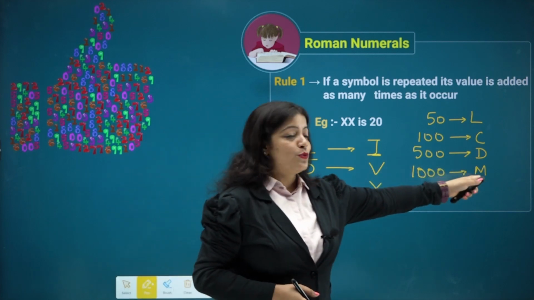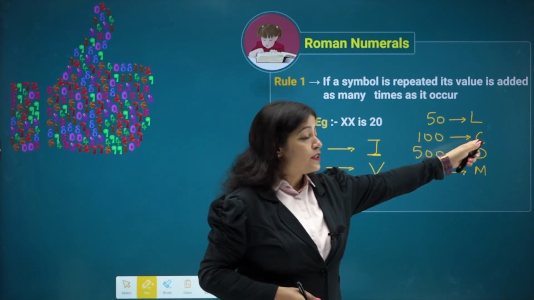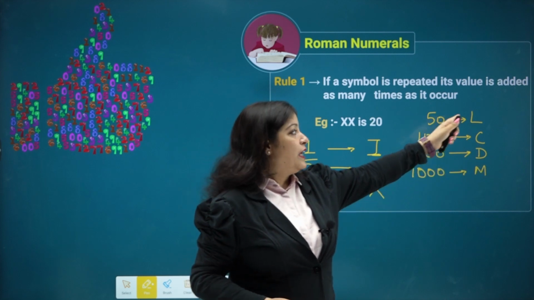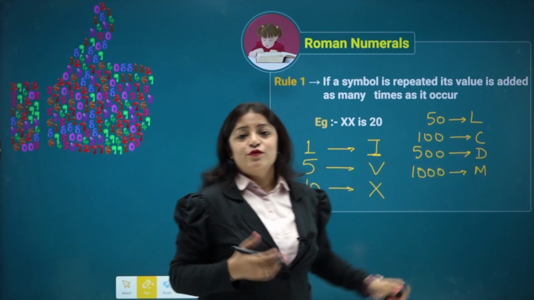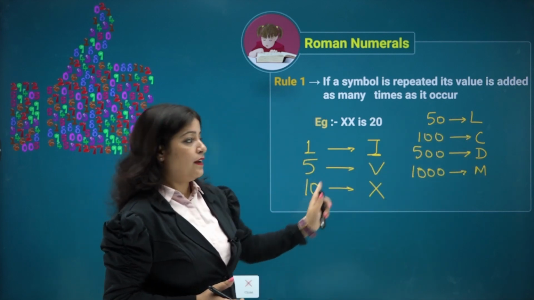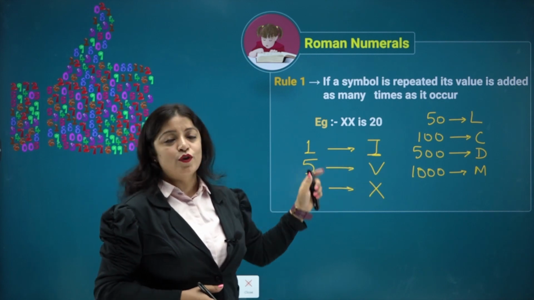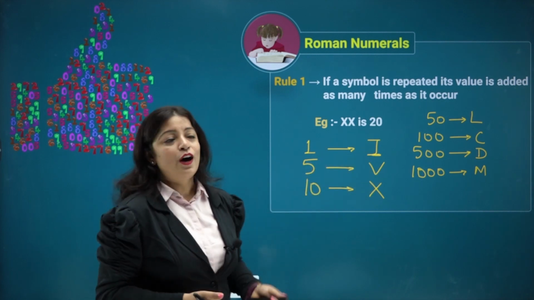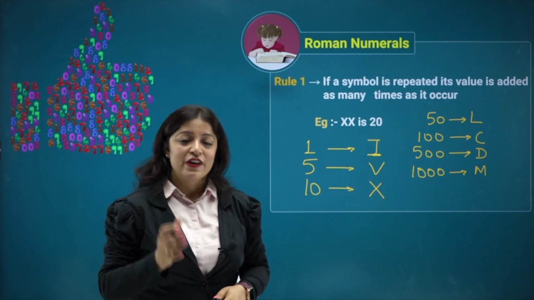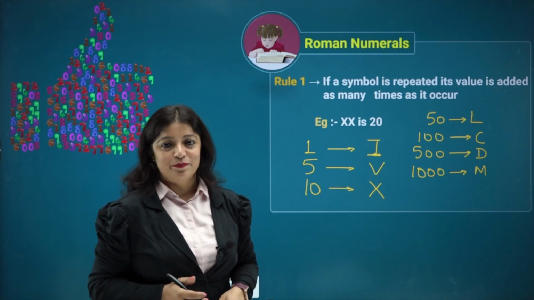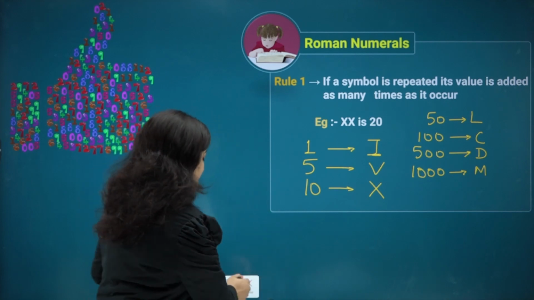So for 1000 we use M, for 100 we use C, century, 50 is for L, 500 is for D, X is for 10, V is for 5, and I is for 1. Now when I explain the rules to you, it will be very easy for you to understand them. So let us again begin.